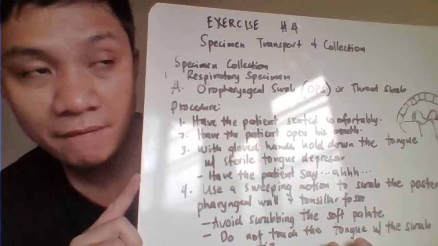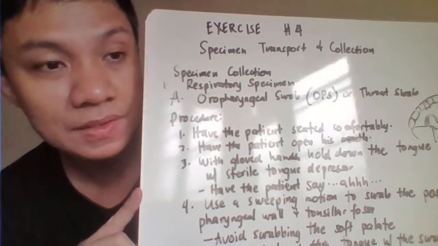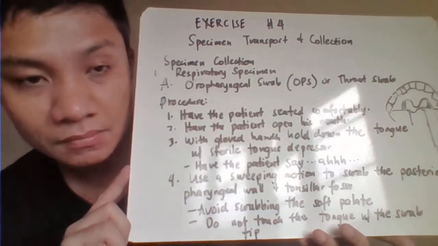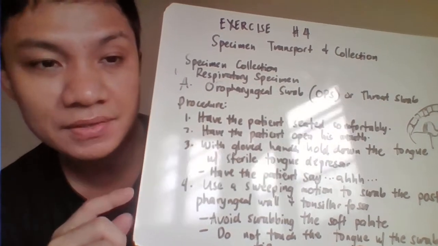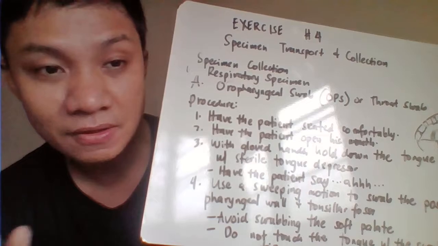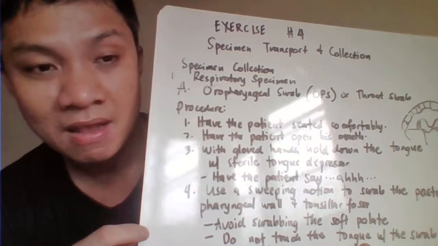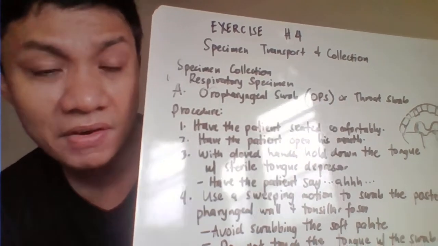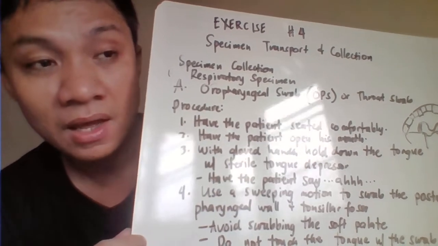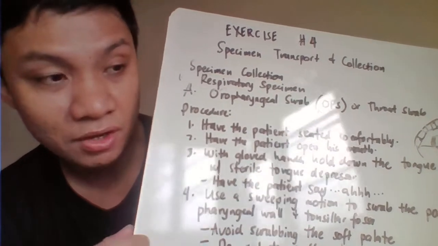The first one is the OPS or the Oropharyngeal Swab, or simply your throat swab. The throat swab could be performed if the patient has a sore throat, like in the case of COVID, right? So we could collect the specimen by the OPS in order to diagnose a viral infection. Aside from that, you could also perform the OPS to diagnose strep infection.